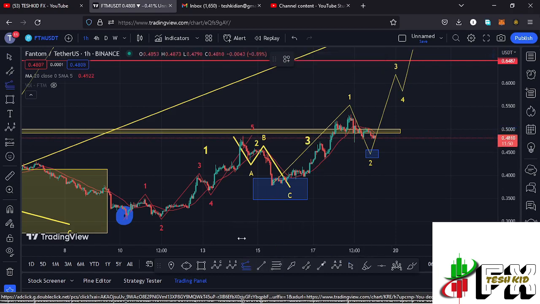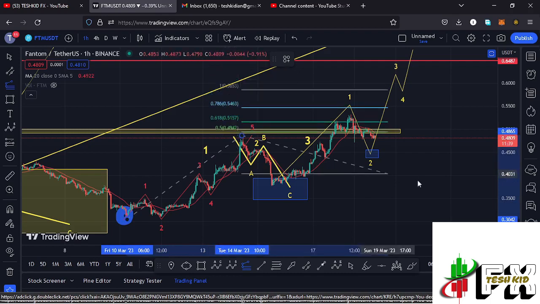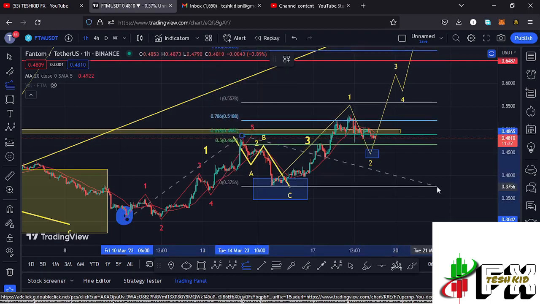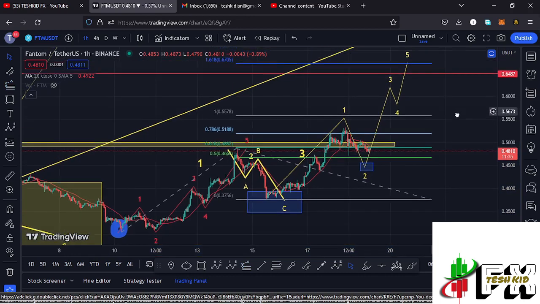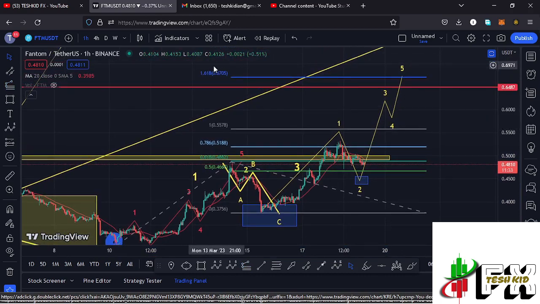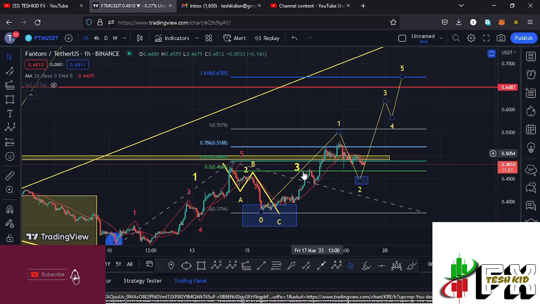So sketching out a target area in the formation of that wave 3 by connecting the trend-based Fibonacci from the low of the first wave to the high of that wave 1, then dragging the fibs to the low of the second wave, that gives me a minimum target area to the upside in the formation of that wave 3 at the fib level 1.618, and that is at around the $0.6705 mark, and that is the minimum that I'm expecting Phantom to do here on the short-term scenarios in the formation of this wave 3.